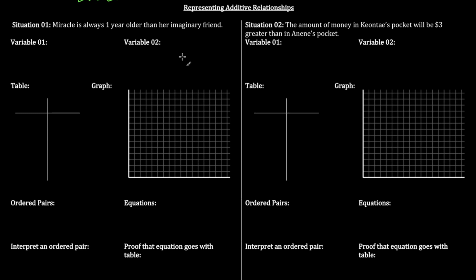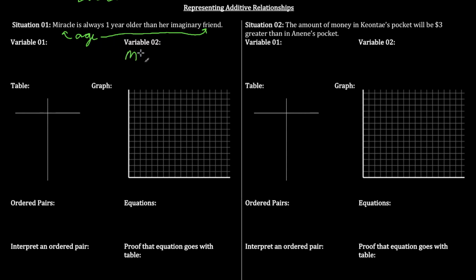We are talking about, when we hear something like that, I want you to think about what two things can change. So Miracle's always 1 year older than her friend. Well, we're really talking about Miracle's age and the age of her friend. The topic really is Miracle's age, because we're talking about Miracle, right? Miracle's always 1 year older than her imaginary friend. So we're talking about her age.